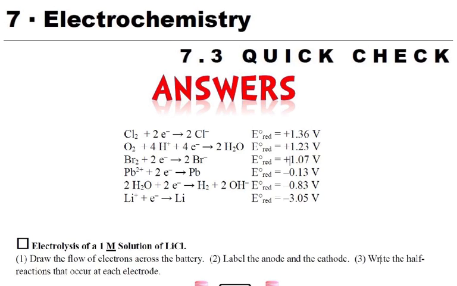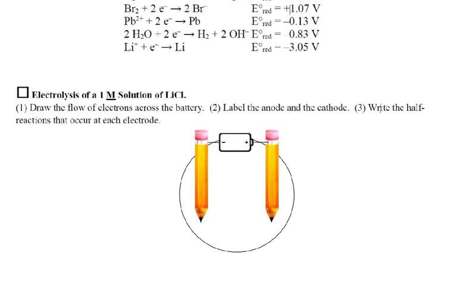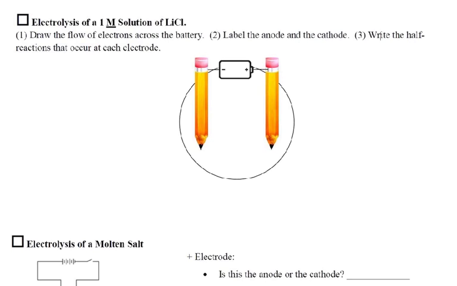Okay, in the 7.3 quick check, we want to go through about 3 problems here. So first off, we have the electrolysis of a solution of lithium chloride. Okay, the solution, that's a very important part of this. So that means in here we have water, and we have lithium ions, and we have chloride ions. Any solution, we mean an aqueous solution, water in there.